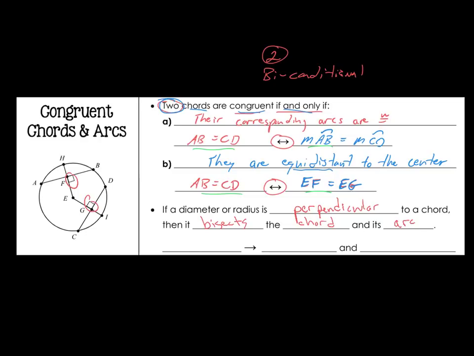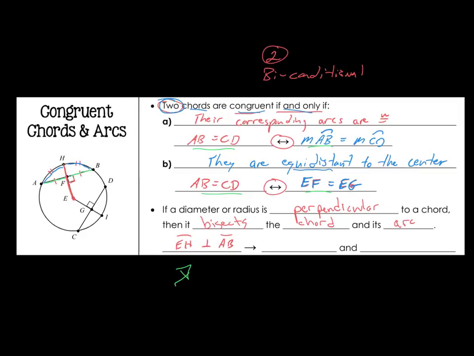So what we're saying is the following. You have this radius here from E to H. Now, if it's perpendicular to AB, which it is, then what we're saying is that it bisected the chord. It also bisected that arc. So this distance right here is the same as this distance right here. And this little piece is the same as this little piece. So we're going to say that with notation down here.